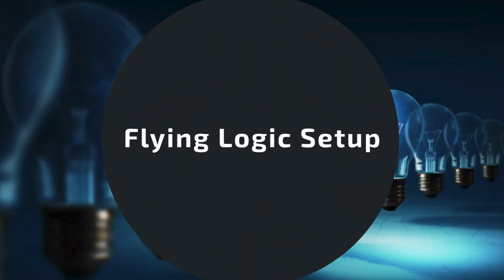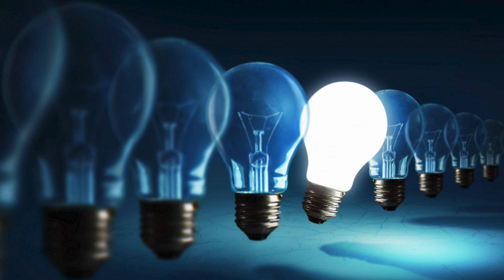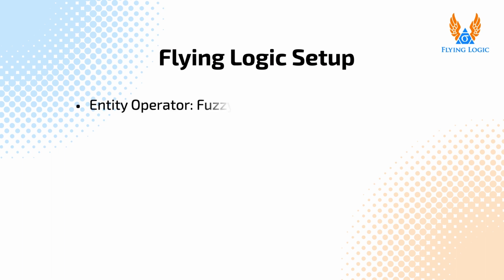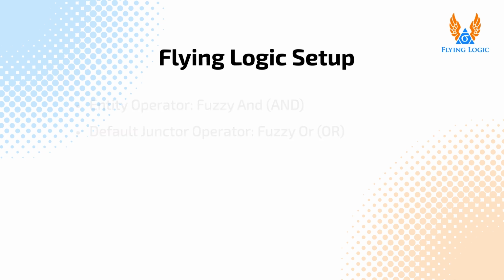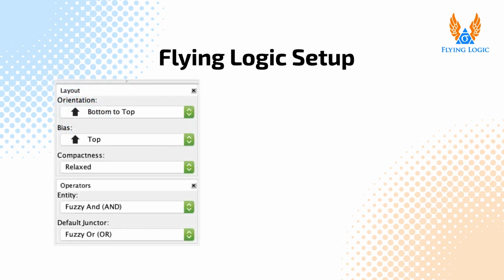Flyinglogic setup. A prerequisite tree is based on necessary condition thinking. Since Flyinglogic documents are set up for sufficient cause thinking by default, you will want to set the operator pop-up menu as follows: entity operator, fuzzy and, default junctor operator, fuzzy or. Prerequisite trees are usually read from top to bottom, starting at the objective or objectives. However, this means that the flow of edges, arrows, must be towards the objective or bottom to top, so you will want to set the orientation pop-up menu to bottom to top.